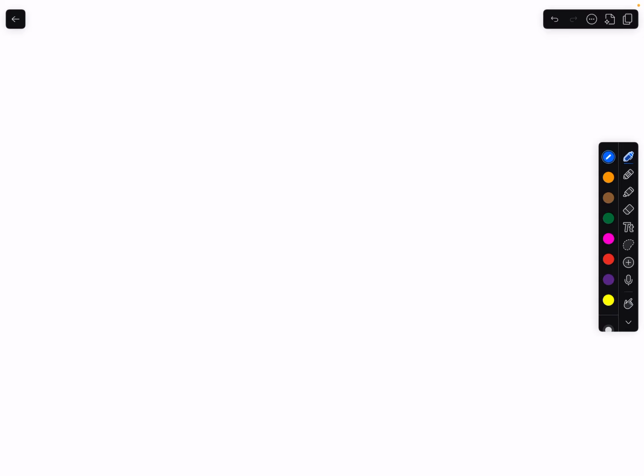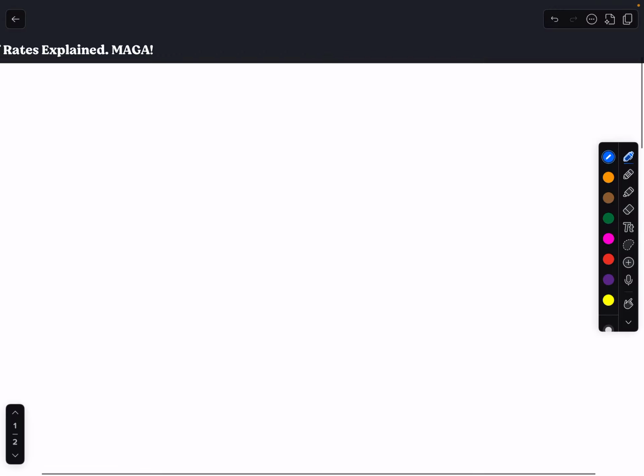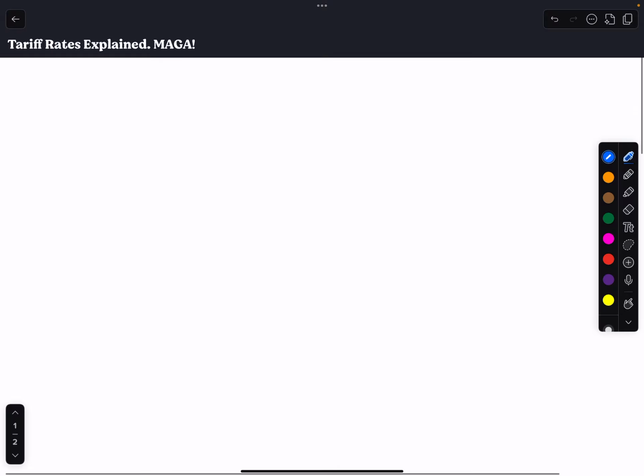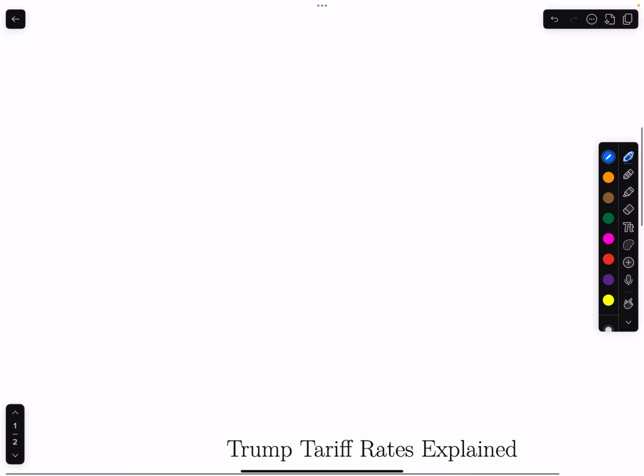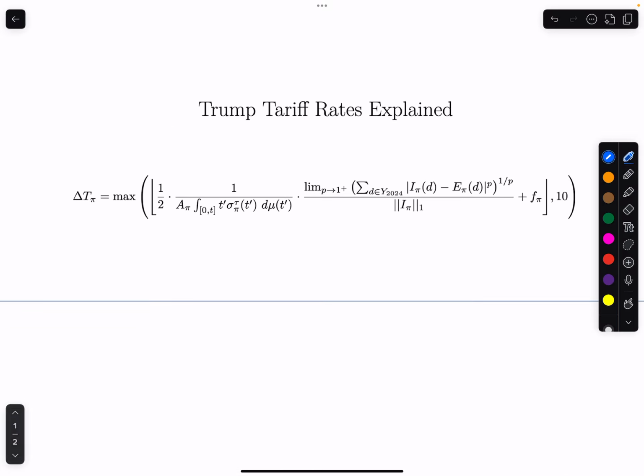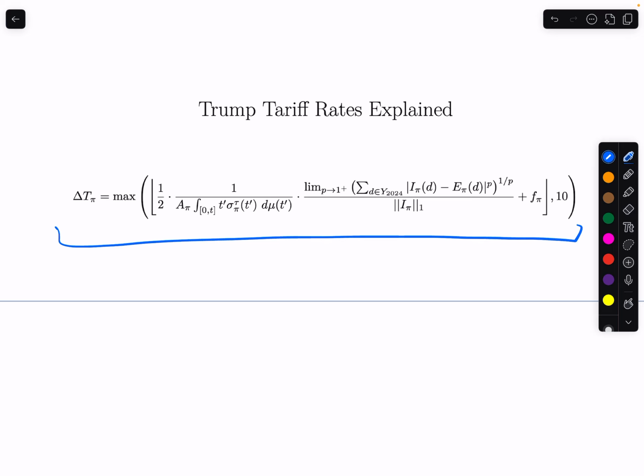I've been volunteered to explain the Trump tariff rates because there's a lot of confusion out there, and I'm here to help explain it because they totally make sense. Okay, all right. So how do we set the tariff rates? Well, here's the formula. And you can see, this was no casual thing. Some people said we threw this into ChatGPT, and that's absolutely not true. We use this formula, and I'm going to break this down for you.